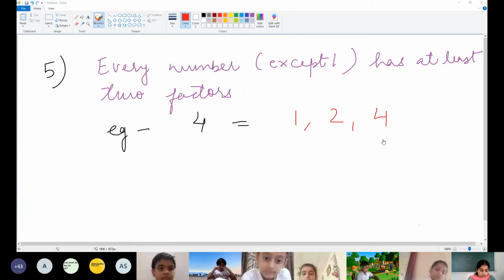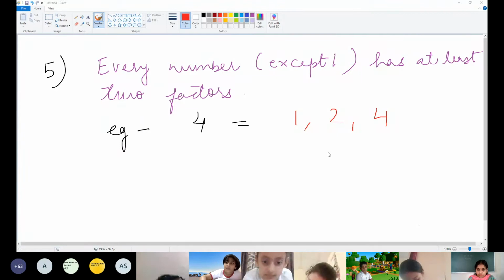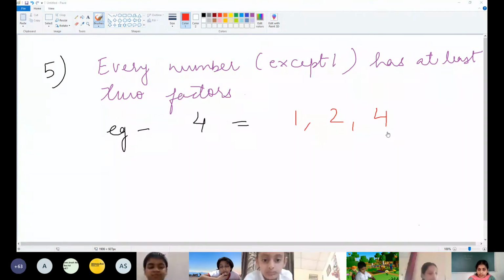Yes, now raise your hand. So what is the greatest factor of any number? Yes, Pratyush. Greatest factor of any number? Yes, good. Now look at the number. Yes, Vaibhav. The number itself. Okay, children, now lower your hand.